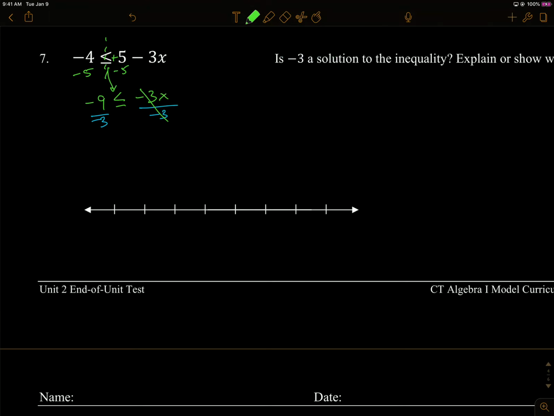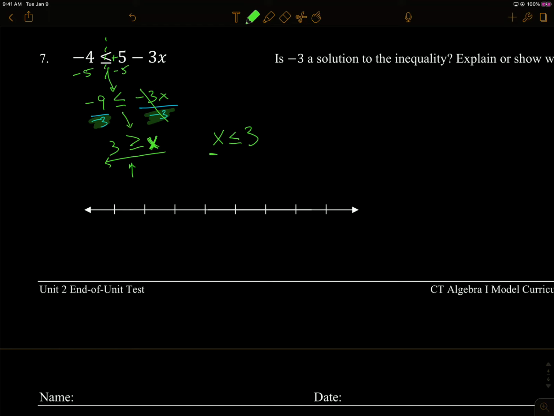Over here, negative 3 divided by negative 3 is 1x. Notice I flipped the inequality because I divided by a negative number on both sides. So now the inequality flips, and negative 9 divided by negative 3 is a positive 3. I like to write our inequalities with the variable first. You should always read them variable first, no matter how they're written. So I don't read this as 3 is larger than or equal to x. We should always read from the variable over, so we would read this right to left: x is less than or equal to 3.